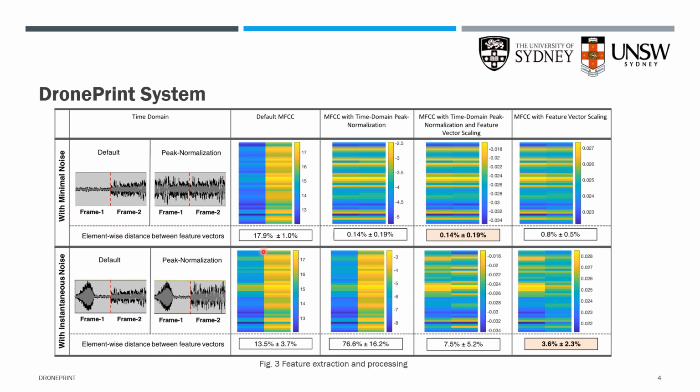It performs really well, reducing it from 18% to 0.14%. When there's an instantaneous noise, the reduction is less compared to the minimal noise case, but still we are able to achieve roughly a 50% reduction rate.